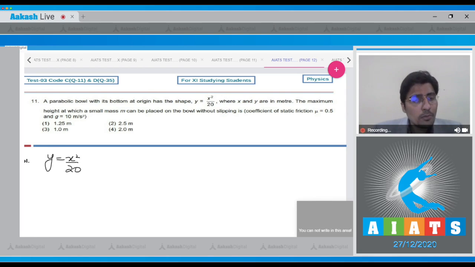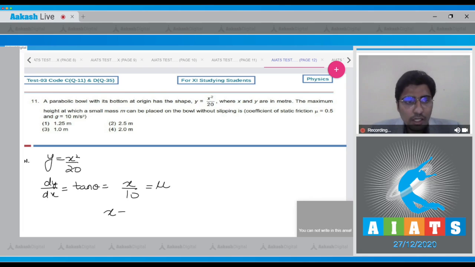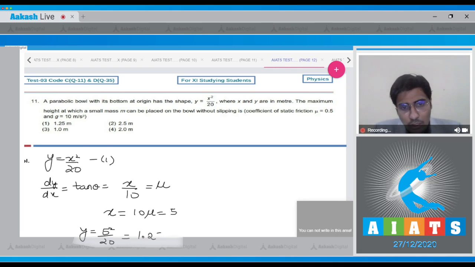Dear student, the angle of repose is something that we have to use here. If an angle theta is made at a certain value of x, then dy by dx will be equal to tan theta. That will be equal to x by 10. This will be equal to mu for the maximum value of y or x. From this we can calculate x to be equal to 10 mu. That will be 5. Putting the value of x in the first expression, y will be equal to 5 square by 20, and that will be equal to 1.25 meters. And hence, dear student, for this question the correct answer is option number 1.